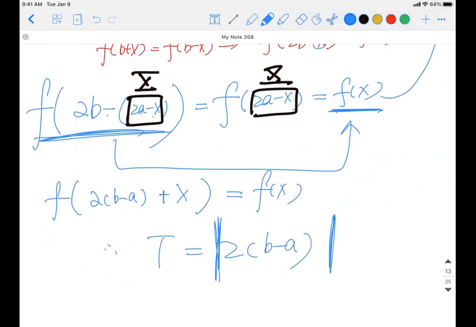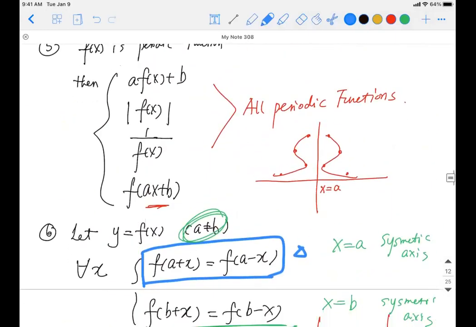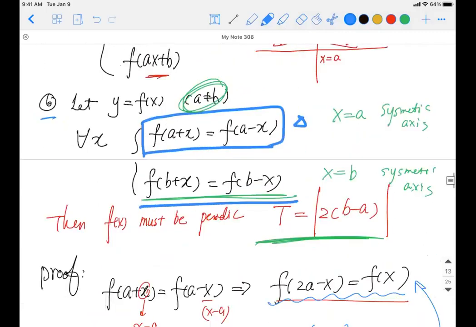So far, so good? So this is the way you determine the period of a given periodicity. This is understandable, right? Number 6 means what? If a function has two symmetric axes, then automatically this is going to be a periodic function.